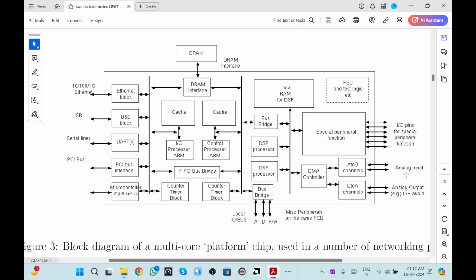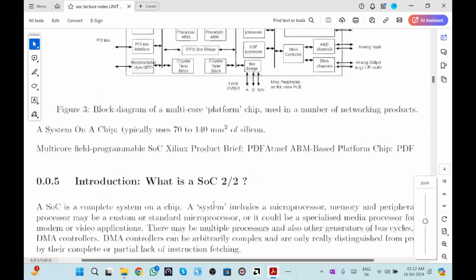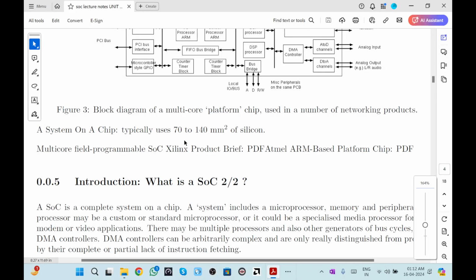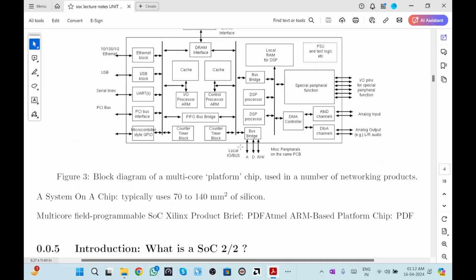We can connect sensors here, because we know sensors produce analog feedback. So we have sensors to connect with the system, and then we have audio connections for left and right audio, which we use in mobile phones when connecting our jack into the 3.5 slot, and this slot is also available in computer systems. This technology typically uses 70 to 140 nanometer silicon.